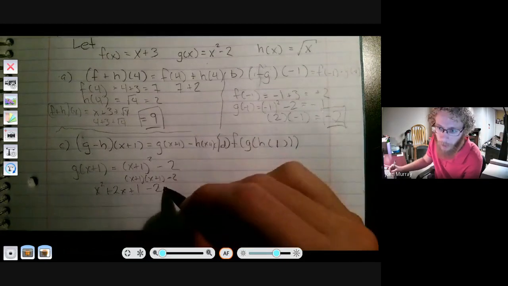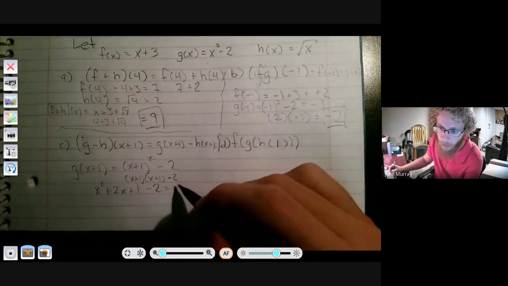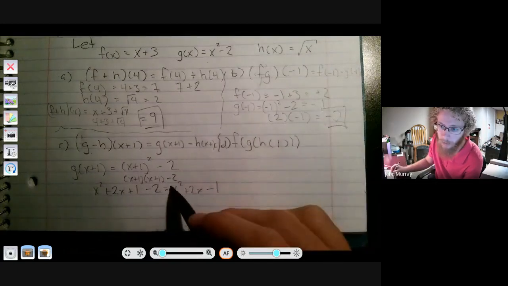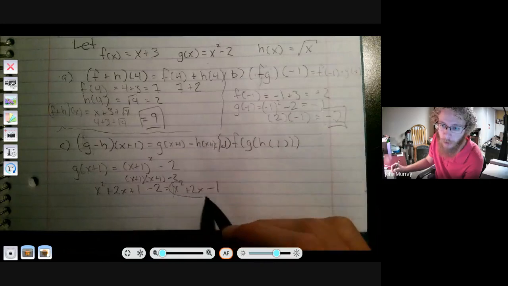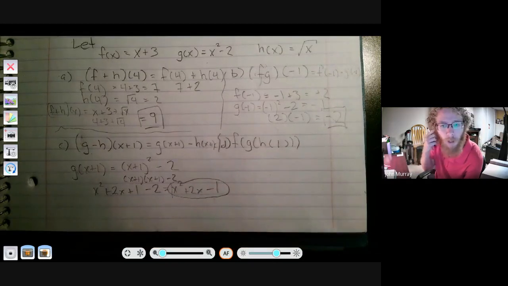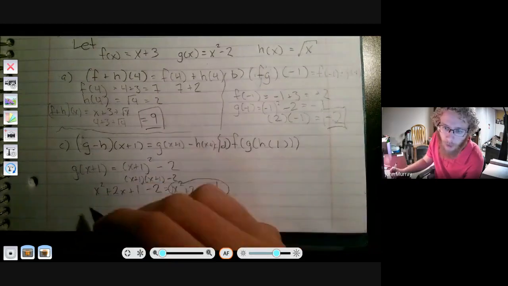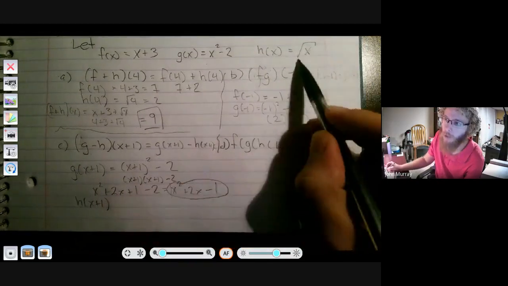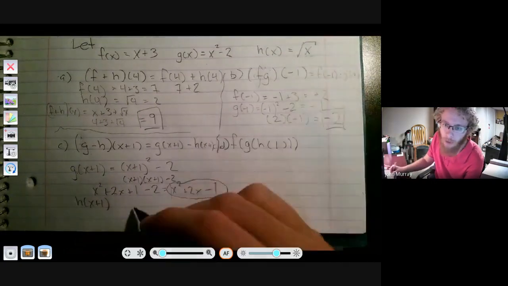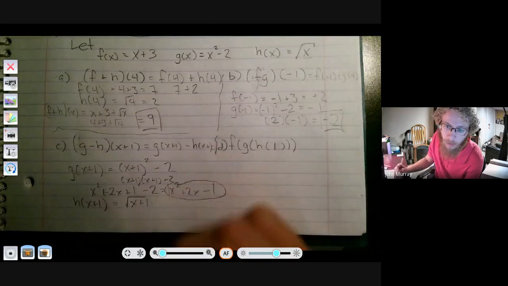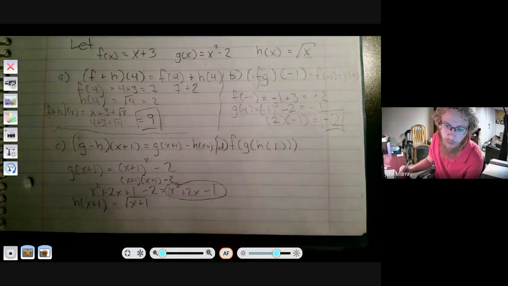Right, so you combine all that, and you get x squared plus 2x minus 1. Okay, so that was our first part. That was g of x plus 1. Same thing for h now. H of x plus 1. Well, this one's a little more straightforward. I'm just plugging in x plus 1 here. I can't simplify that further.